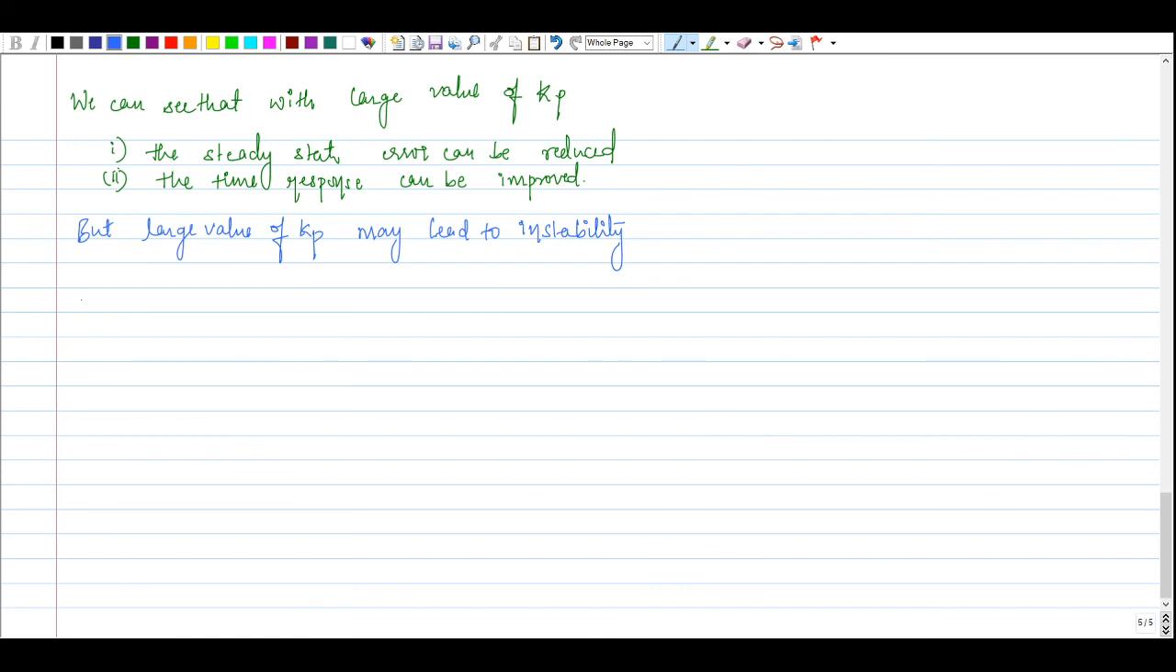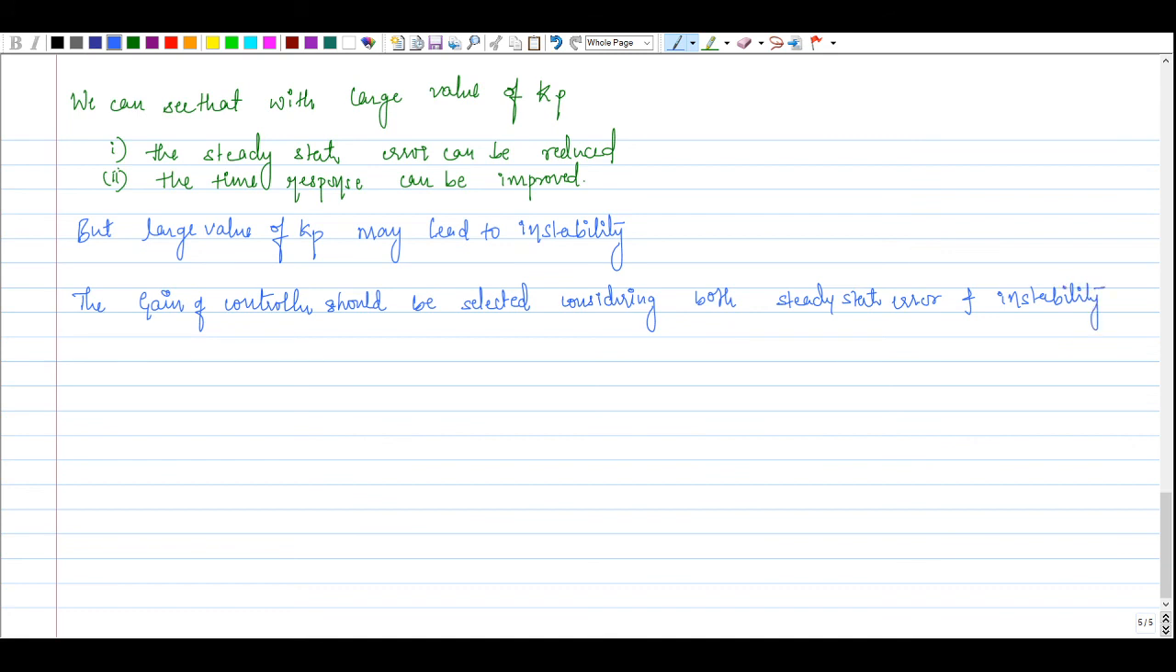So the gain of the controller should be selected considering both steady state error and instability. So these two parameters have to be kept in mind.